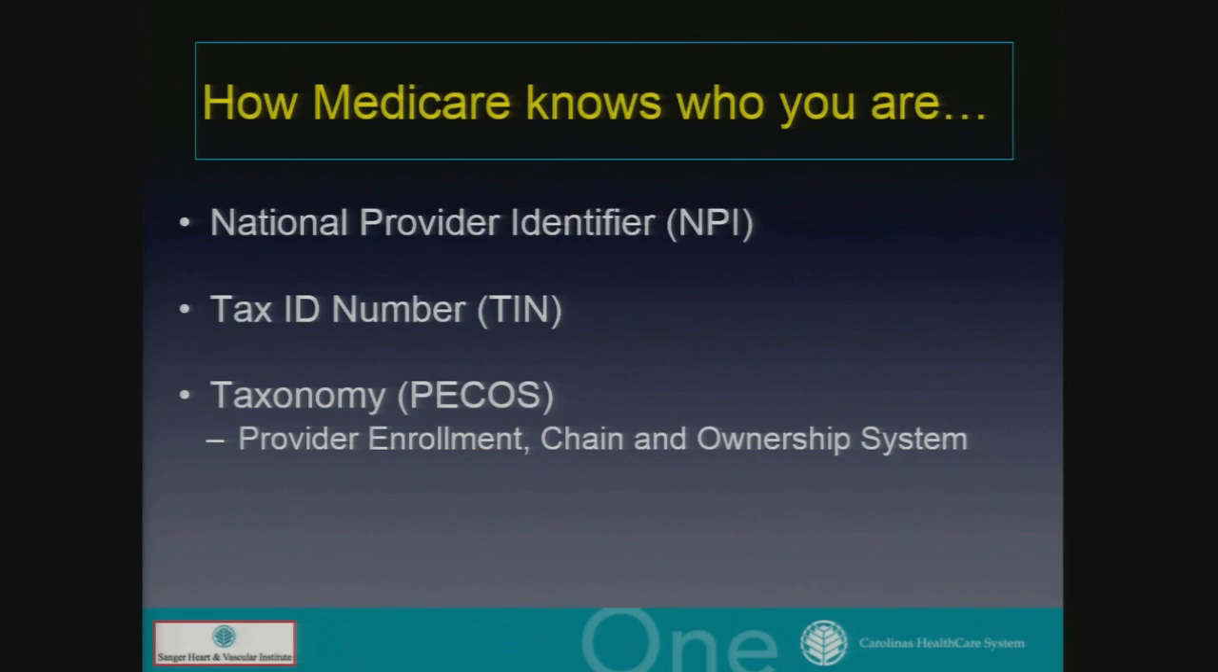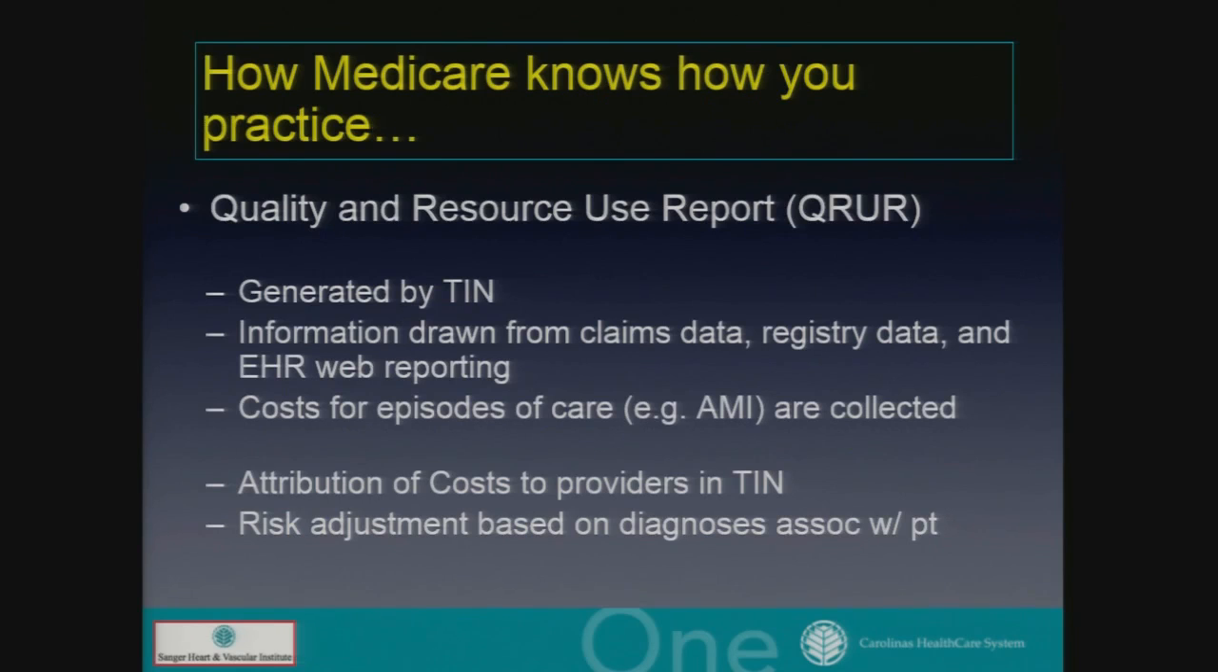So the construction of your tax ID number is going to become important as we go forward. Also, within your tax ID number, Medicare knows that you're a cardiologist or an internist or whatever specialist based upon something called taxonomy. And that classification is usually done by one of your clerical staff in the billing office somewhere. So it's another area that really needs to be evaluated within an organization.